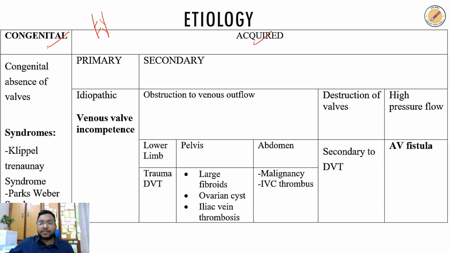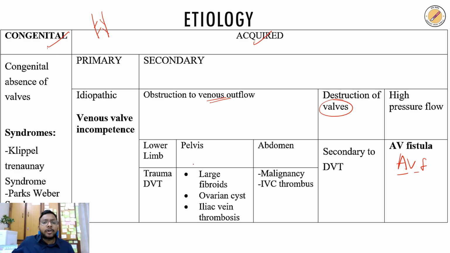Now, coming to secondary causes, it can be mainly because of three reasons. One, there will be obstruction to venous outflow, or the valves per se are destroyed, and rarely there can be high pressure flow whenever there is an abnormal connection between arteries and veins. That is nothing but your AV fistula. You know, arteries are very high pressure vessels, whereas veins are low pressure vessels. Whenever there is a fistulous communication between an artery and a vein, whatever high pressure is present in the artery will be transmitted to the veins. Obviously, it will cause raised pressure within the venous compartment, leading to varicose veins.